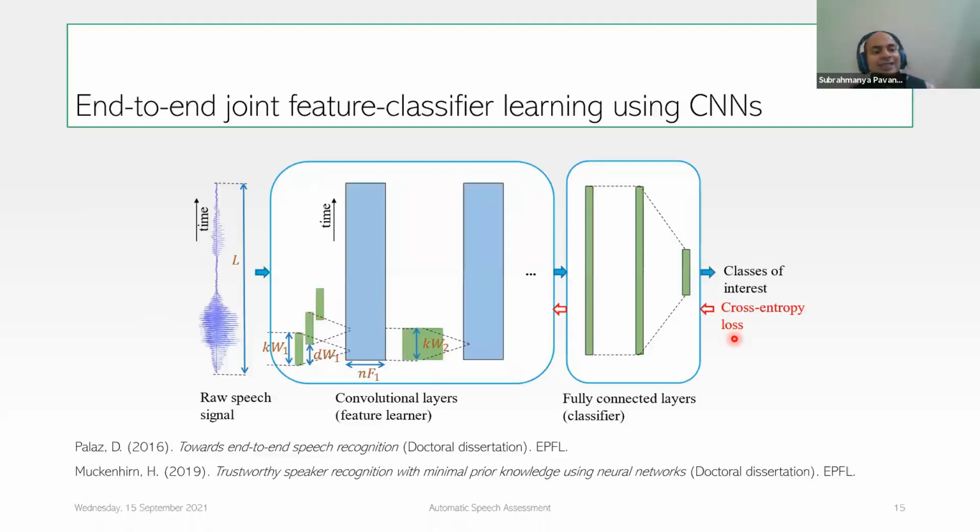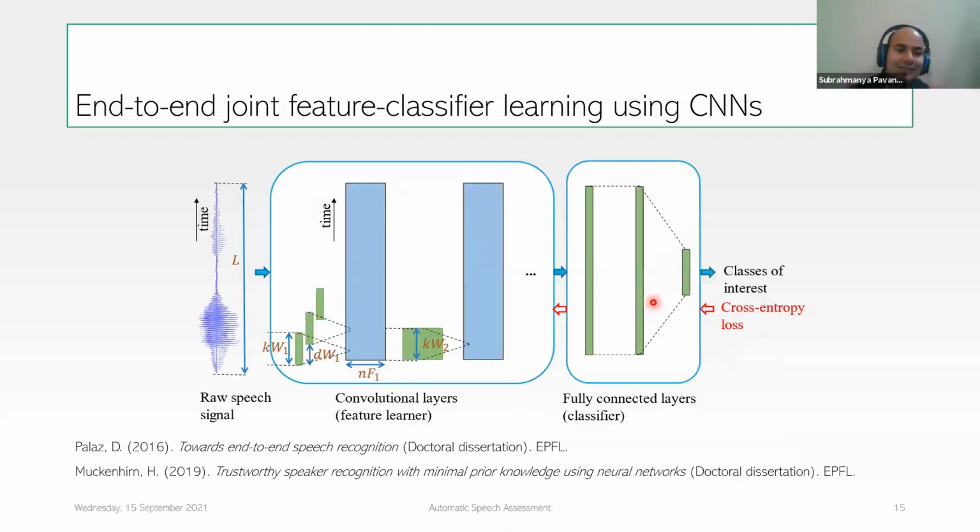End-to-end acoustic modeling was initially proposed in 2016 or maybe earlier, where there were two PhD theses that went into end-to-end acoustic modeling for different speech tasks, where a raw speech signal is passed through a cascade of convolutional layers followed by fully connected neural network layers. And then the classes of interest are at the output of the neural network, and it is trained by just backpropagating the cross entropy loss.